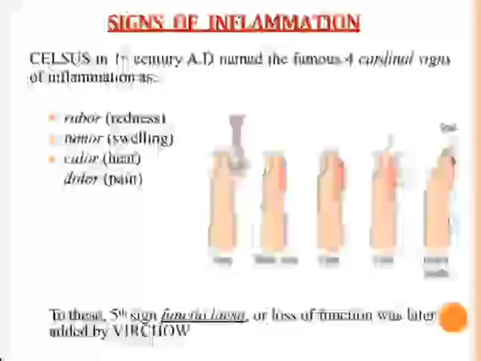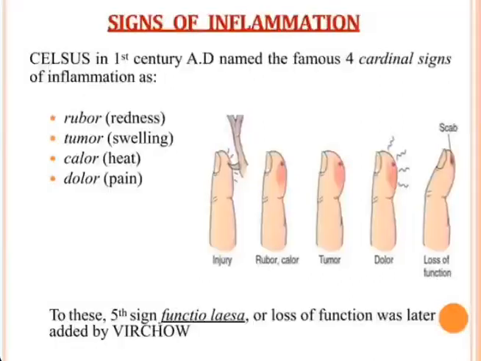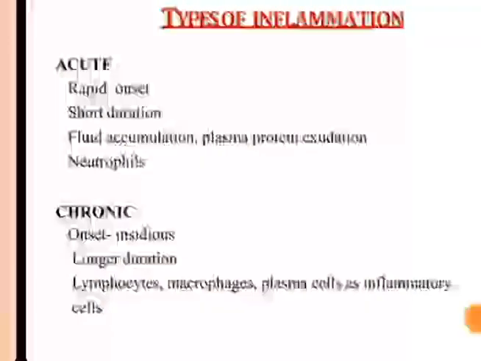Signs of inflammation. Celsus, in the 1st century AD, named the famous 4 cardinal signs of inflammation. The first one is rubor, which is redness; tumor, swelling; calor, heat; dolor, pain. To this, the fifth sign, functio laesa or loss of function, was later added by Virchow.